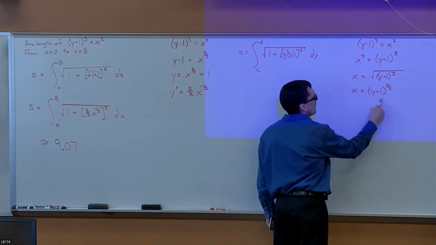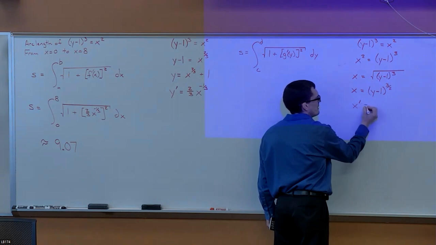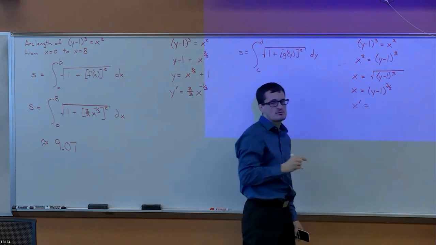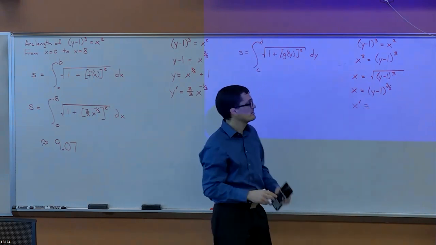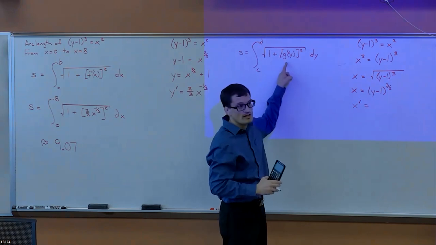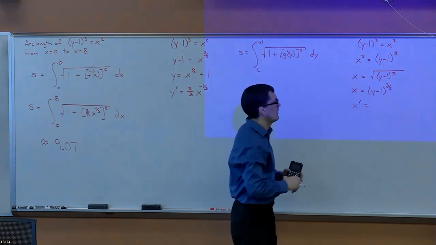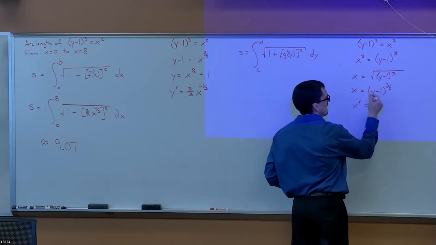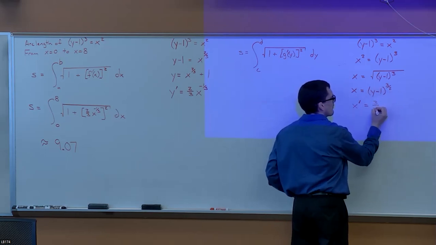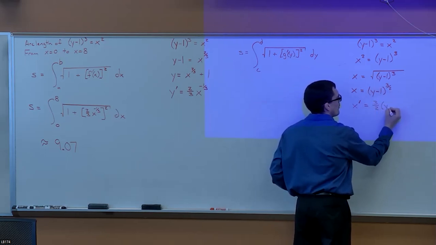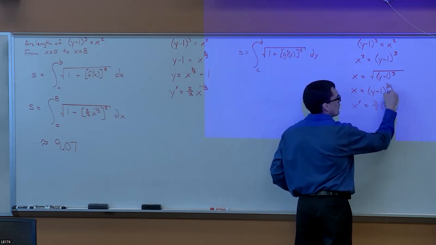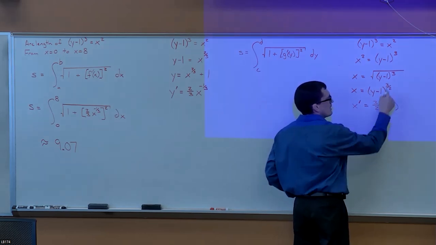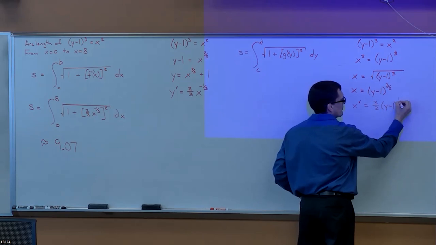So now I've solved this for x. Now I'm going to take a derivative, not with respect to x, but rather with respect to y. Since I'm using y's, I've got to take the derivative with respect to y. So I would take the 3/2 out front, y minus 1, lower the exponent by 1. 3/2 minus 1 is a positive 1/2.